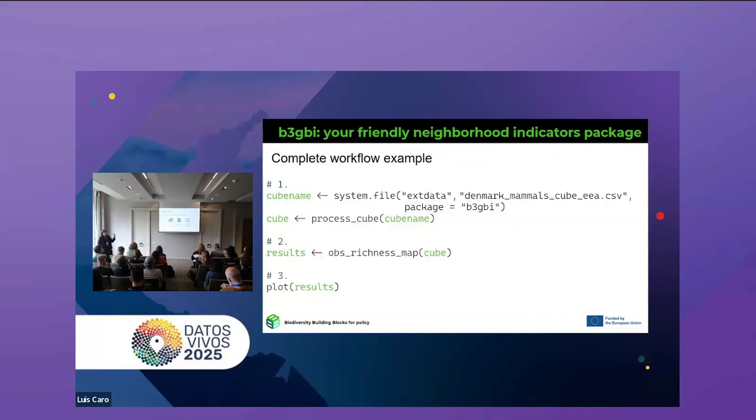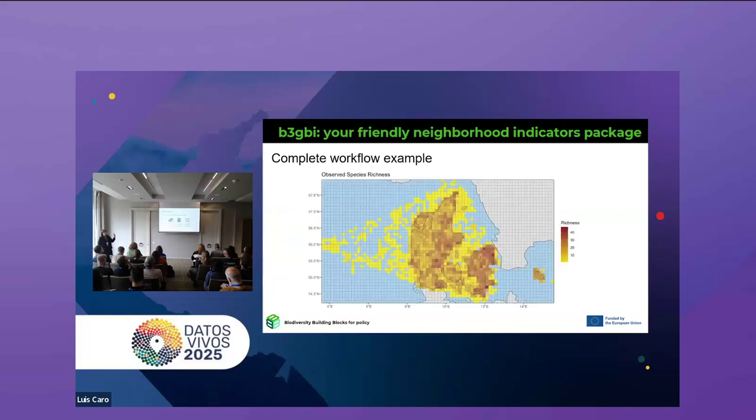So this is an example of an actual workflow using a cube that's included as an example within the package. You just give it a name, you run process cube. In this case, we're printing an observed richness map, and then plot your results. And it comes out looking like this.